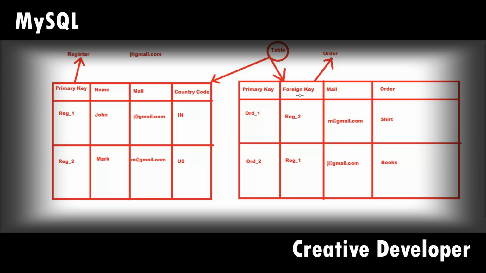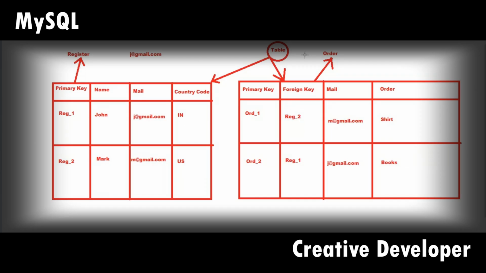Now here we have another thing that is called a foreign key. So what is a foreign key? A foreign key will be the same as our primary key. Like here, this register table and order table are related, right? Because the person will register or log in, so the same person's order history will show.